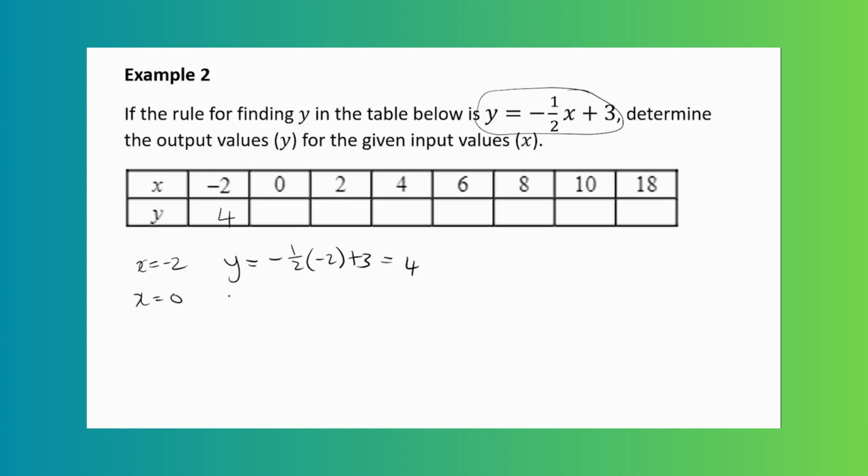Then if x is 0, you're going to get y is equal to negative a half times 0, which is of course 0, plus 3, so you'll get an output of 3. And you will do this for every single one of your input values. Maybe pause here, finish the rest for yourself, and then unpause to see if you were correct.